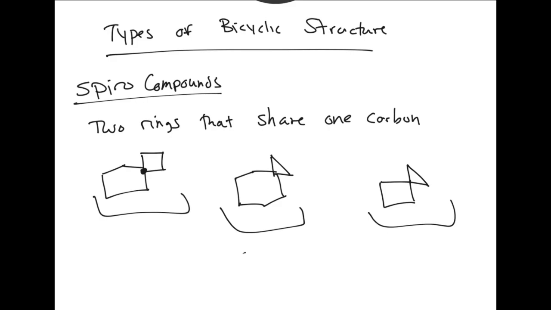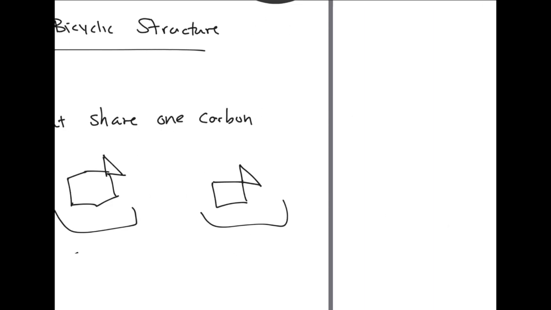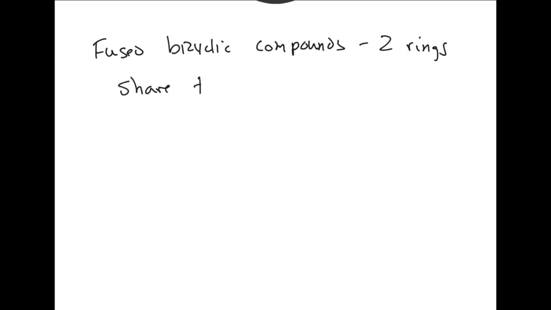So you have spirocyclic compounds: two rings share one carbon. You have fused bicyclic compounds: two rings share two adjacent carbons. So these are things we've drawn a lot before, right?